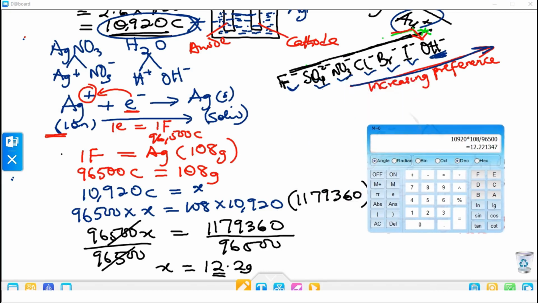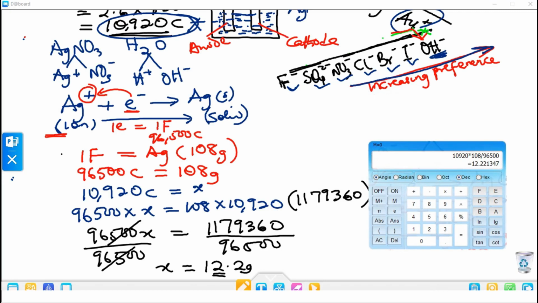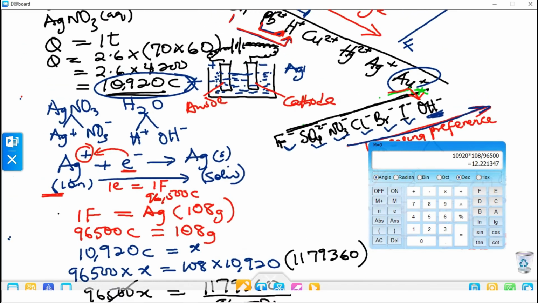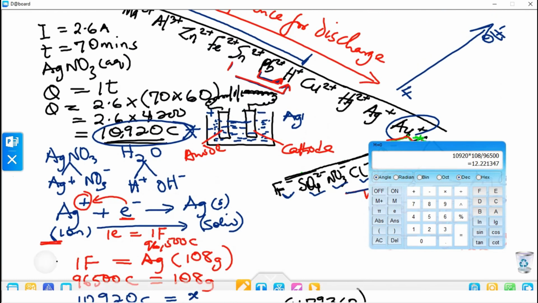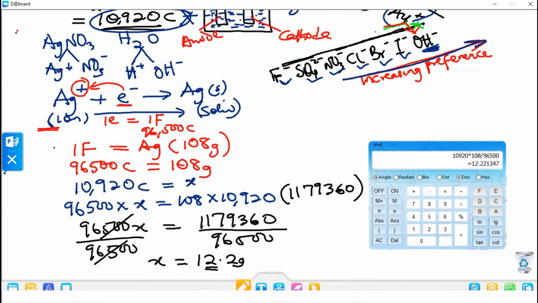So what we need to do first is to know the oxidation state of copper. And what is that oxidation state of copper? Look at it from the electrochemical series. Copper is +2, so that should be stuck into our memory. So copper is +2. So let's proceed.